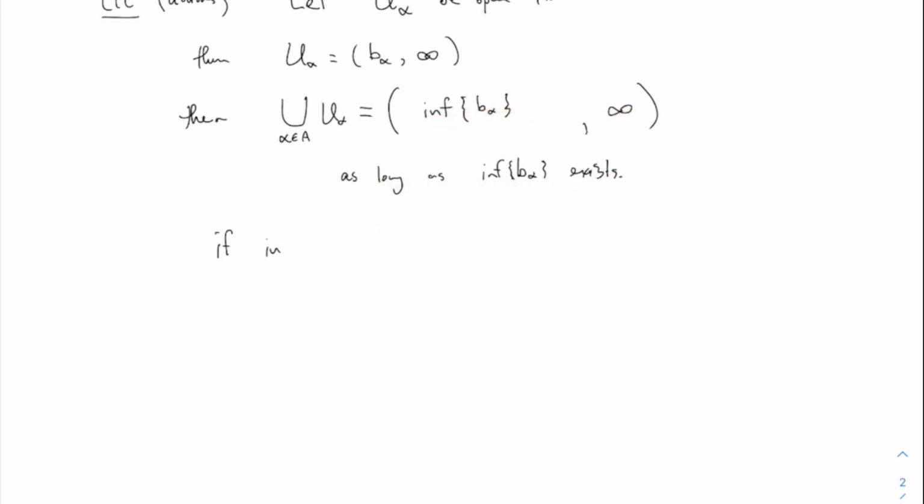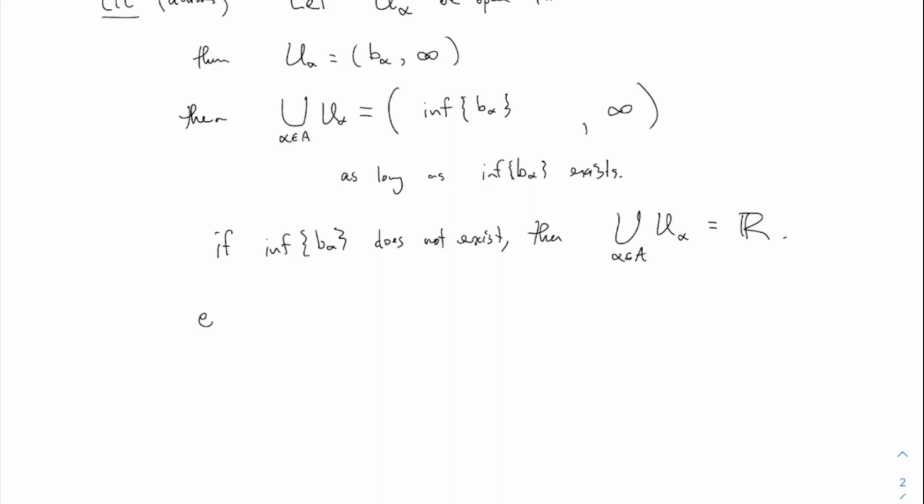If the inf of the B alpha does not exist, that is to say the B alphas are not bounded below, then the big union is just all of R, all right? But in either case, it is an open set, right? In the first case, it's an open set because it's an interval up to infinity, which is open in our topology. And in the second case, it's the whole space R, which is also open.